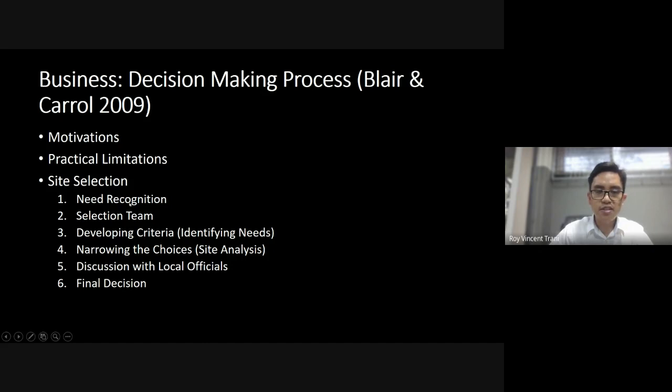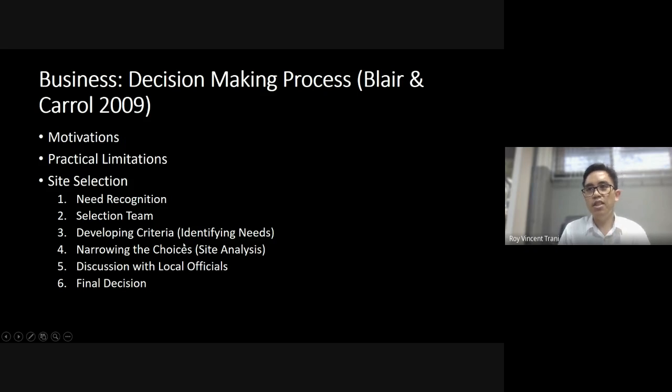And then site selection is interesting to me because this is similar to, for those who took up architecture, your site selection process. I think all of your thesis at some point had to deal with site selection. So need recognition is basically identifying your stakeholders and the site, identifying your problem. The site selection team, if you were in an architecture course, you were part of the site selection team. If you were in a business course or a political science course, you need to look for people who are familiar with the different site selection factors, and then developing their criteria.